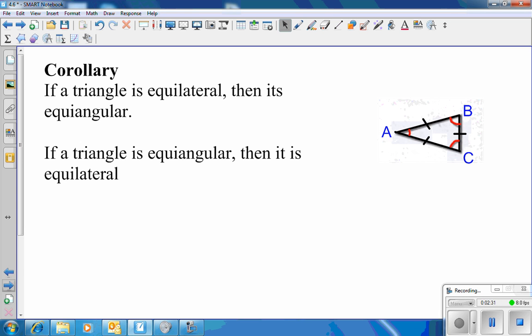All right, it works backwards. If it's equiangular, if all the angles are equal, then you know automatically all the sides are equal. Okay, equiangular has the word angle in it. Equilateral has the word lateral, which means line. So that's something you need to know.